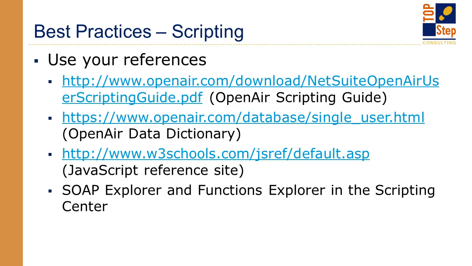The data dictionary, even though you can access it through the SOAP Explorer on the Scripting Center, like I mentioned, I still keep the data dictionary page open because I'm just used to it. The JavaScript reference site. Now, I don't know if I should be plugging another organization's JavaScript reference, but I did anyway. This is the best reference that I know of out there. It's from W3Schools, and it's free and extraordinarily useful. It's got examples and little places where you can try things and this kind of thing. And then the SOAP Explorer and the Functions Explorer we talked about.